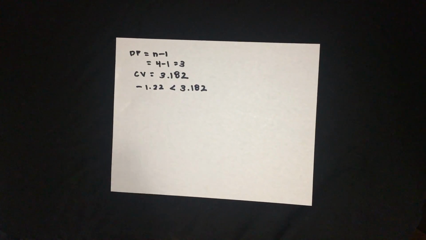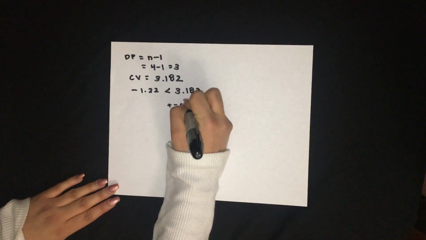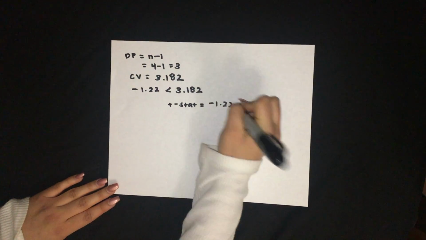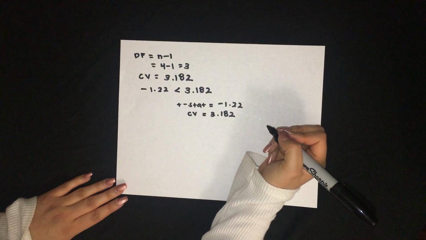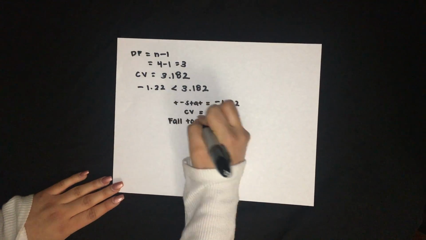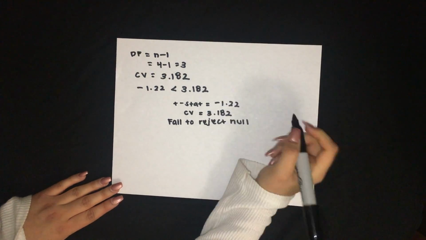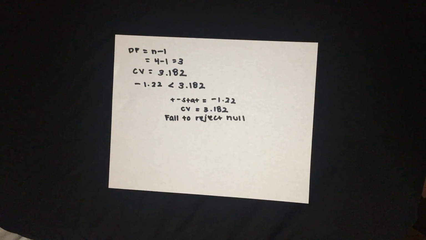And our t-statistic was negative 1.22, which is less than the critical value of 3.182. So therefore, you can conclude that you're going to fail to reject the null, and you cannot conclude that UCI students are different than the average American.